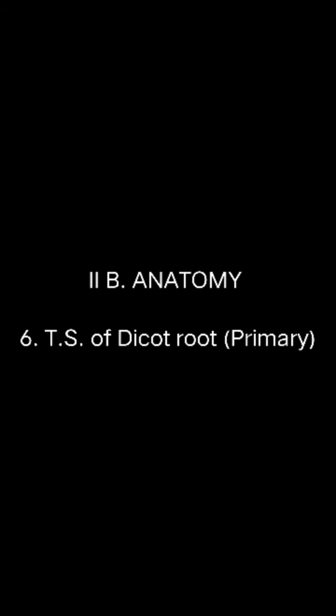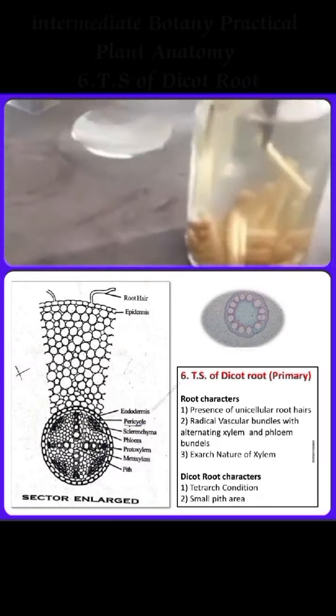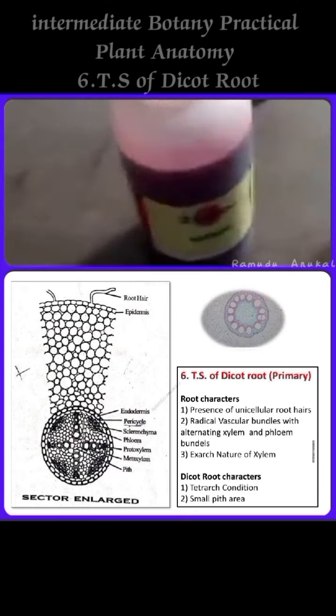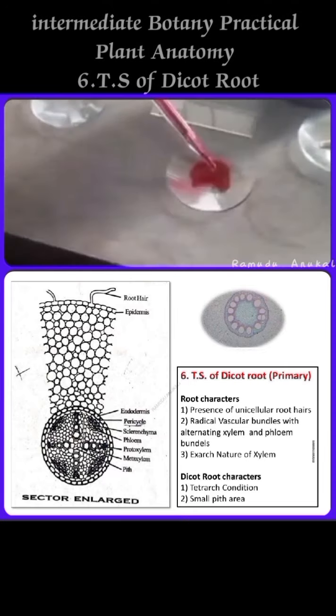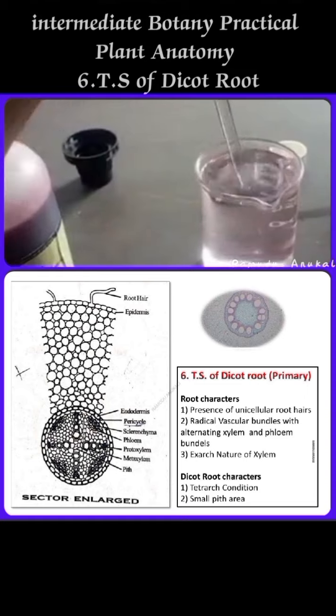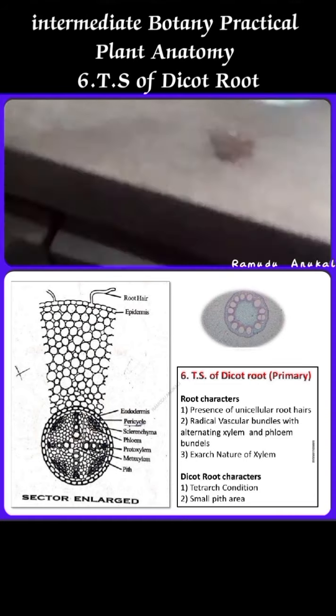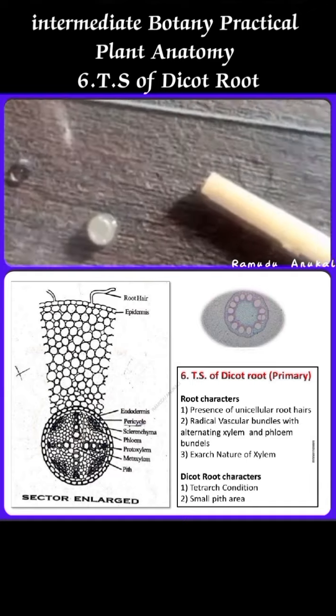Sixth one, TS of dicot root. Root characteristics: presence of unicellular root hairs, radial vascular bundles with alternating xylem and phloem bundles, exarch nature of xylem, tetrarch condition, small pith area is found.